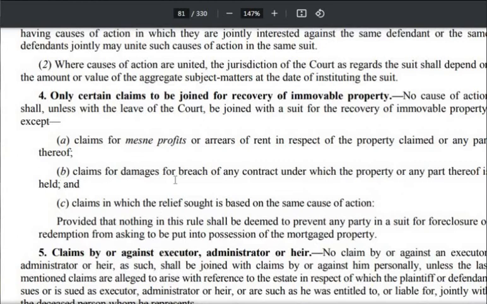So again the damages for breach of contract is another cause of action, and claims in which the relief sought is based on the same cause of action. So these are again they are talking about being another cause of action. So provided that nothing in this rule shall be deemed to prevent any party in a suit for foreclosure or redemption from asking to be put into possession of the mortgaged property.